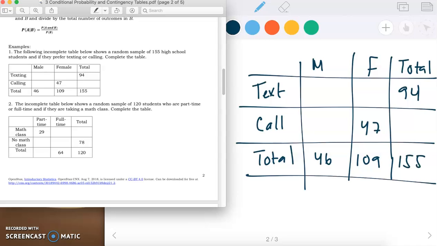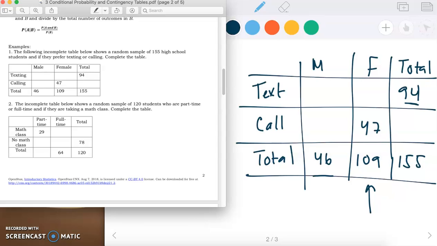All right, so what we need to do is fill in the blanks. So we know that these two need to add up to this, right? And we know that this whole column needs to add up to that 109, and this column needs to add up to that 46. Because what we're saying is, out of these numbers, we know we have 46 males and 109 females. We also know that we have 94 total that prefer texting. So first, let's start here. It's kind of like a Sudoku a little bit.